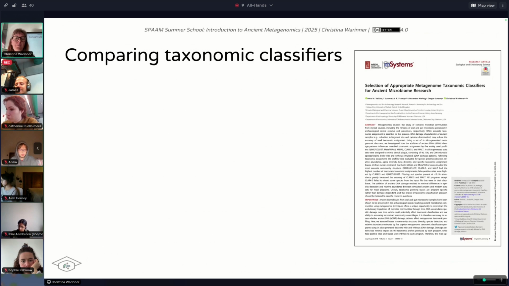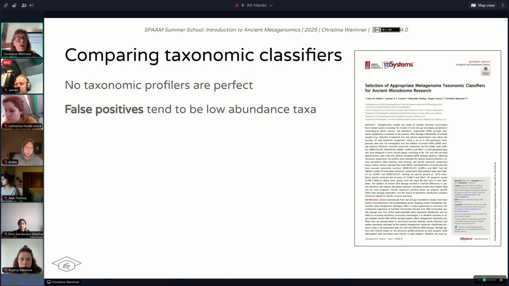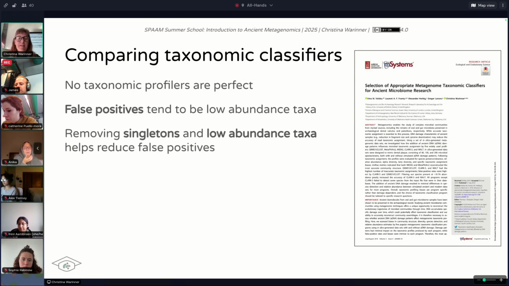All right, so let's compare some of these. We've done this a number of times. This is a paper we had a few years ago, led by Warinner, where we compared the performance of different classifiers on real-world ancient DNA datasets and also on simulated datasets to look at systematic biases that might be there. The take-home message is no taxonomic profiler is perfect. All of them have problems with false positives, but they tend to be primarily found in the low abundance taxa.